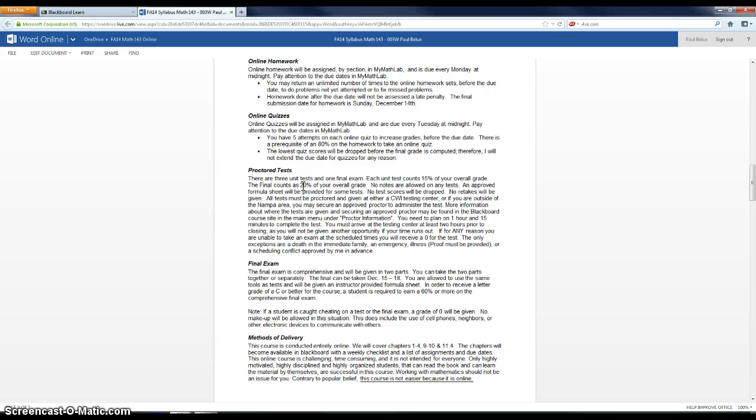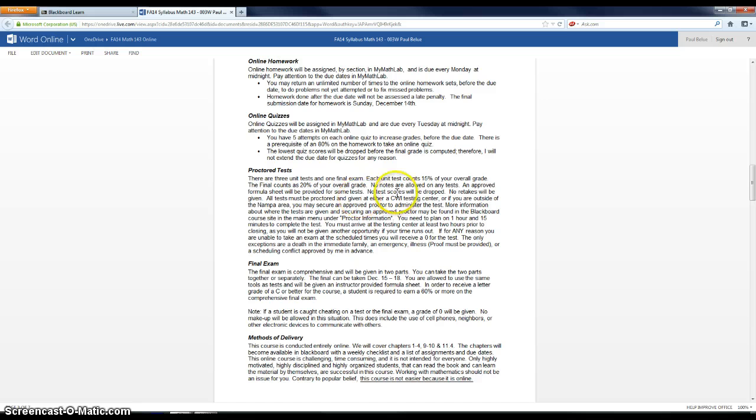There are 3 unit tests and 1 final exam. The unit test is 15% of your grade. The final is 20%. You're not allowed notes on the test. You will be given a formula sheet that you can use. No test scores will be dropped and no retakes will be given.